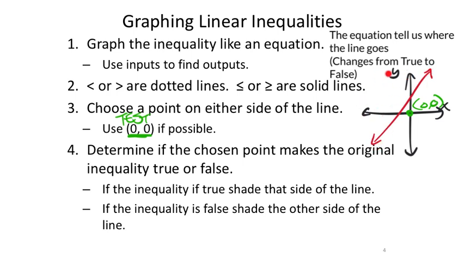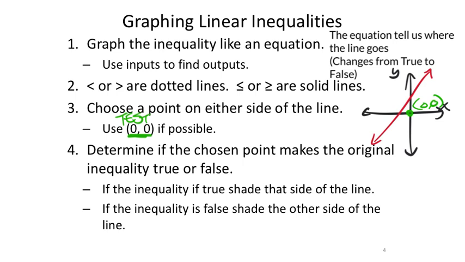So maybe the left side is true, maybe it's false. Maybe the right side is true or false, but it can't be both sides of the line. So we test this point, which I would say is on the right side of the line. If I end up with something true, this goes to this fourth step here. If I test this point and it ends up being true, then I shade that side of the line. So if it's on the right side, I shade the right.